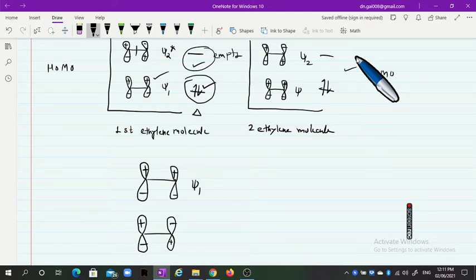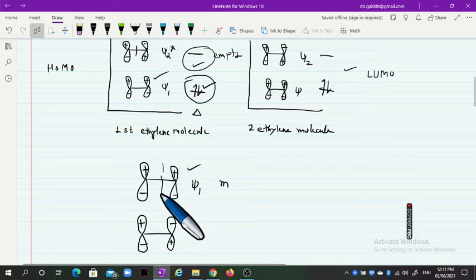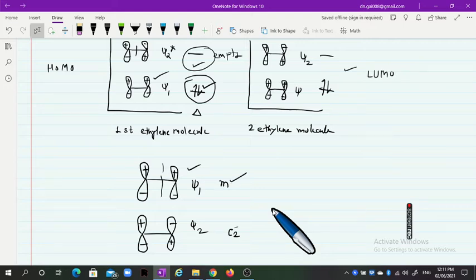In the first orbital there is a mirror plane of symmetry. If you pass the plane, it divides the orbital into two equal parts. That is the mirror plane of symmetry. In this case, there is no mirror plane of symmetry, but there is a C2 axis of symmetry. Therefore the first orbital has mirror plane symmetry, and the second orbital has C2 symmetry.